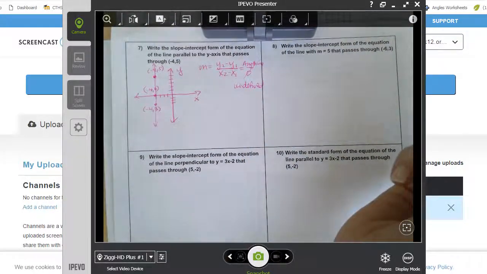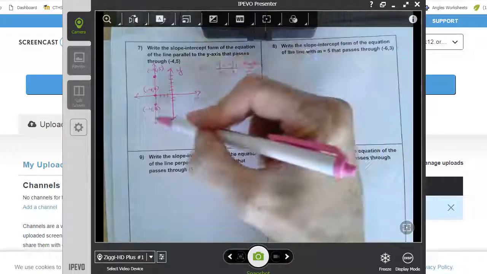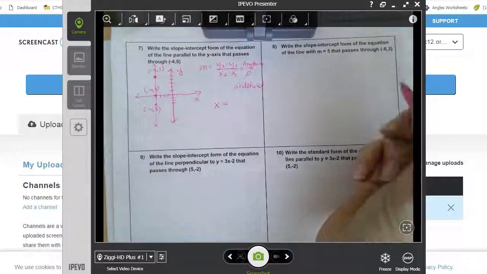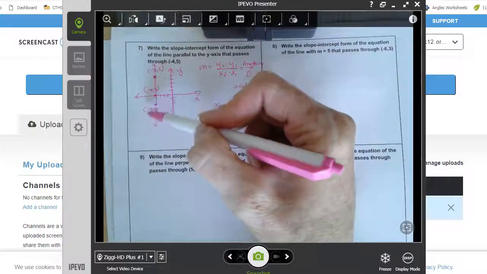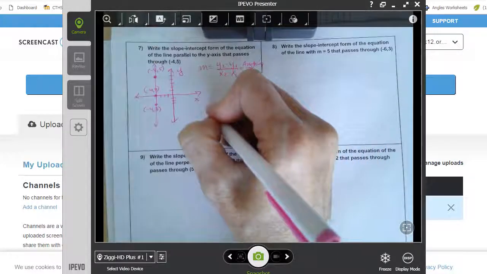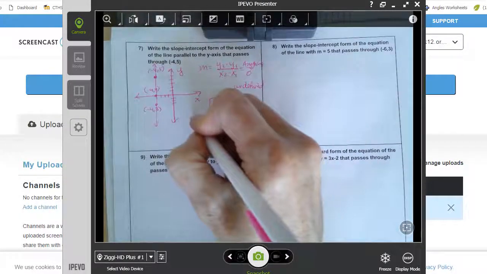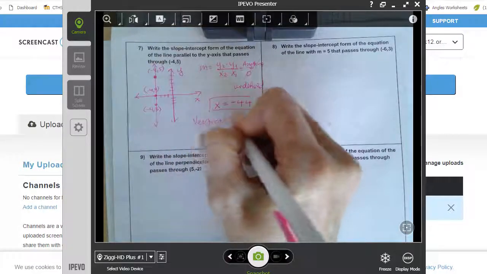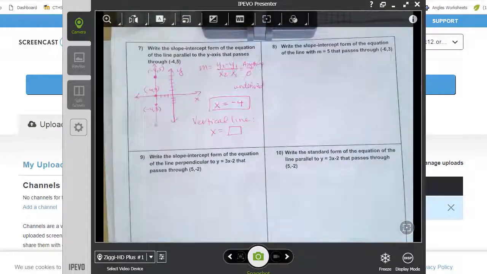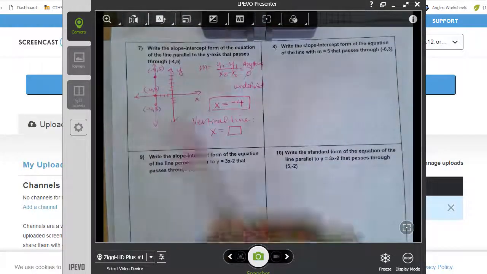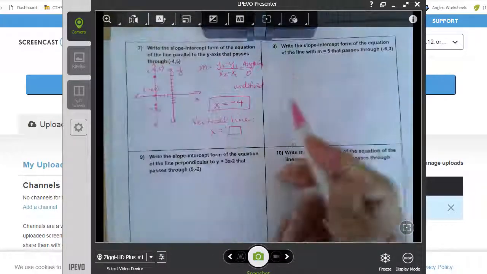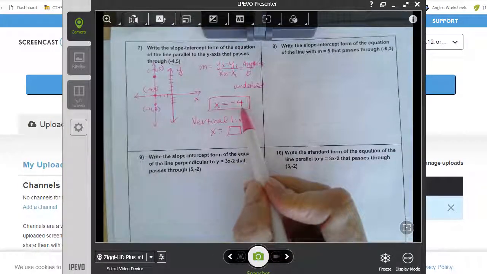It is not going to be y equals something. In fact, the only way I can define this line is by talking about what's always true for x. And what's always true for x for this line is that x will equal -4. Okay? In fact, for any vertical line, x will always be equal to a constant number. For this particular one, because they gave us a point with an x value of -4, x is equal to -4.